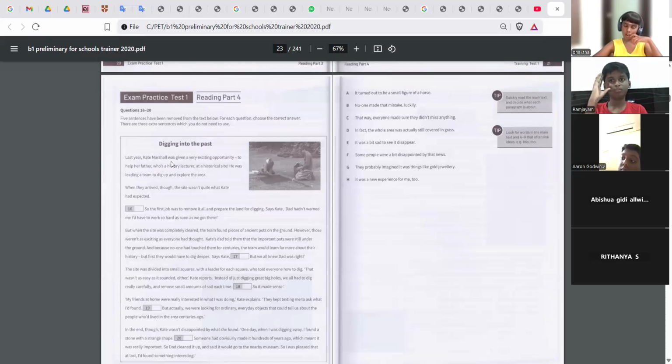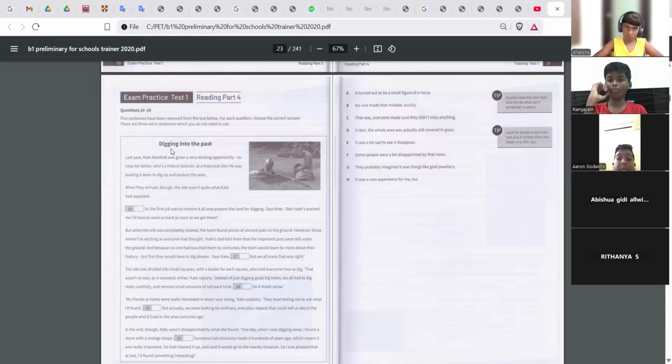Last year, Kate Marshall was given a very exciting opportunity to help her father, who was a history lecturer at a historical site. He was leading a team to dig up and explore the area.